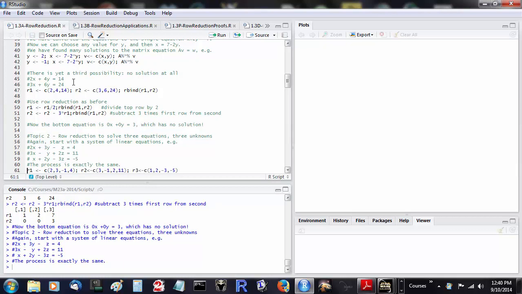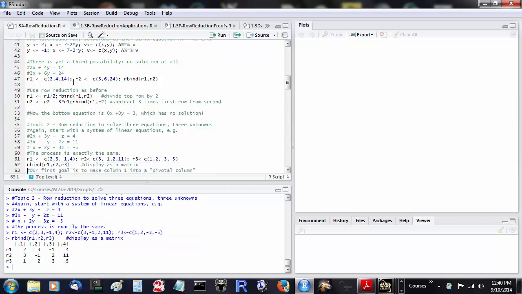From 2x plus 3y minus z equals 4, I make the vector 2, 3, minus 1, 4. I do the same with the other 2 equations. Each of these then becomes a row of a matrix. So there's the matrix made from this system of equations.